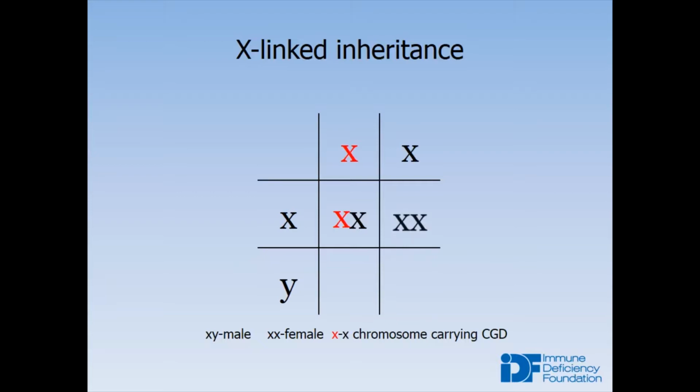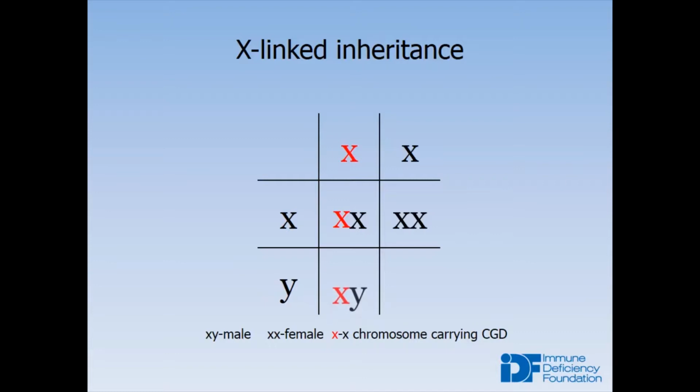You could also have the instance where a girl gets 2 good genes, a normal X from the father and a normal X from the mother, and she's not a carrier. So there's no risk of that woman passing down the gene further in the family tree.